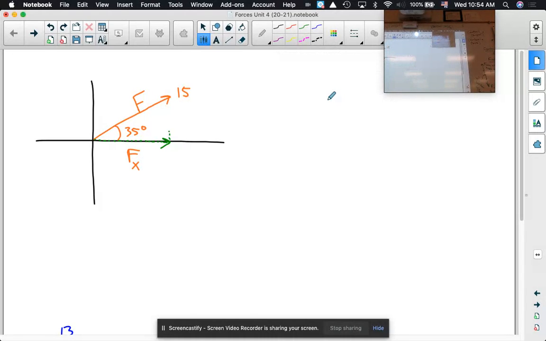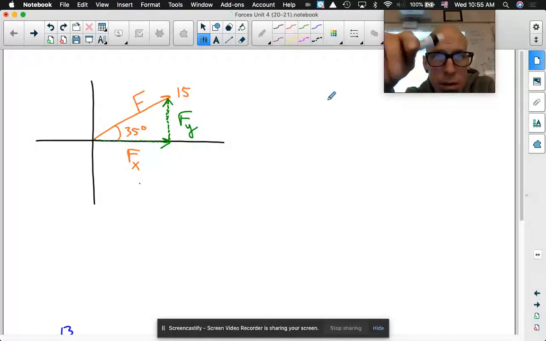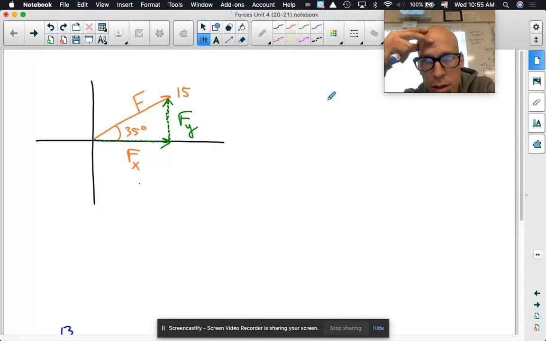There's also a vertical part like this. Oh boy, that's not very straight. And so there's also a part of F that is in the Y plane or dimension. So we have two parts. We have the vector F, the 15 unit long vector F, can be broken apart into two pieces.